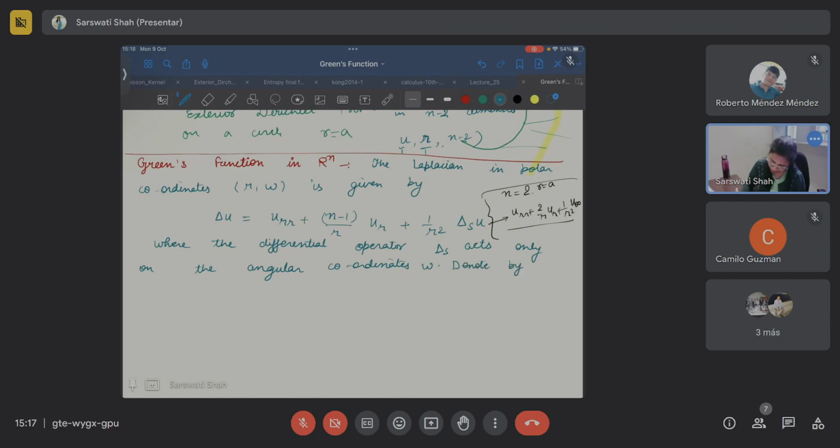Denote by w_{n-1} the area of the unit sphere in Rn. So w_1 is 2 pi, w_2 is 4 pi. Now define the function.